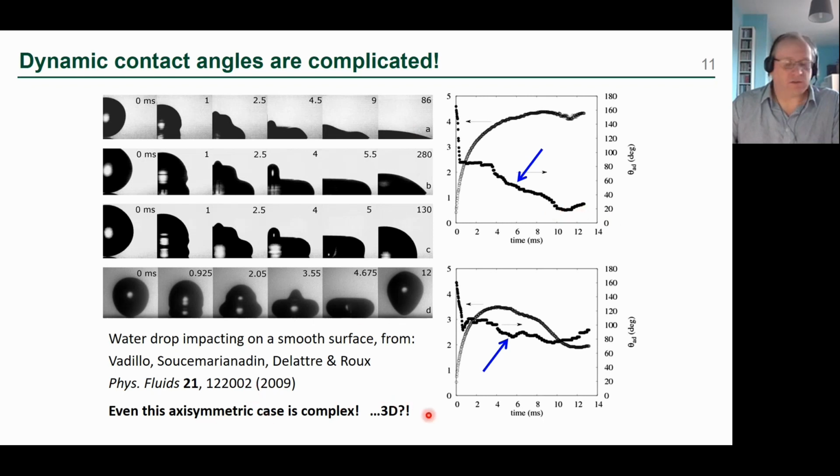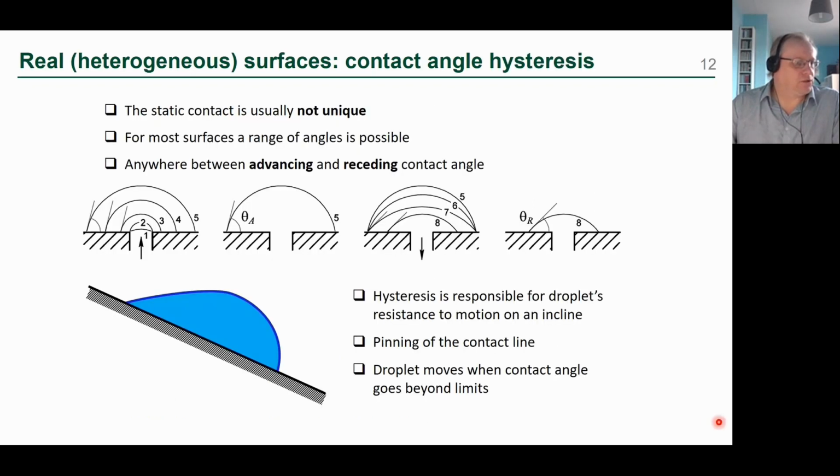If we have a 3D situation, like a droplet on a substrate with a scratch on it, that's going to be even more difficult to deal with. Another challenge is that even static contact angles are not well defined either, because of the phenomenon of contact angle hysteresis.